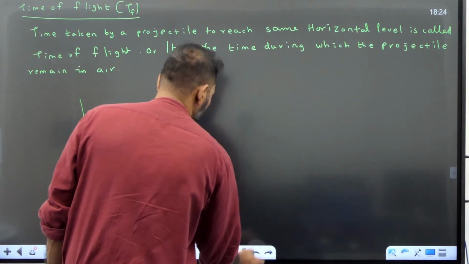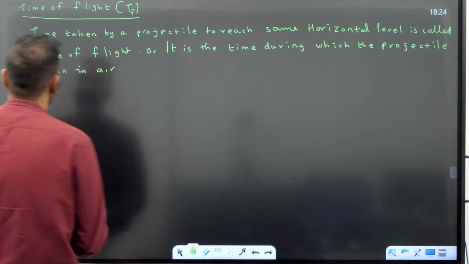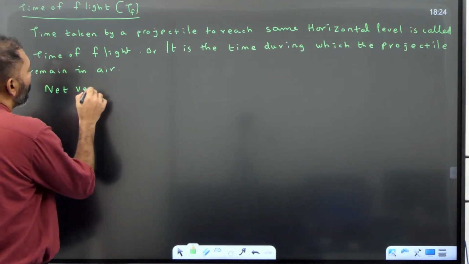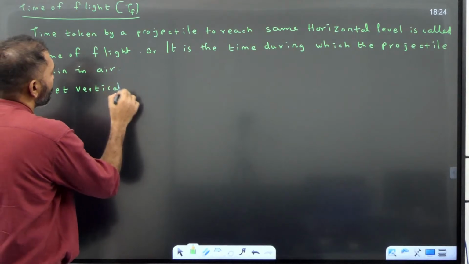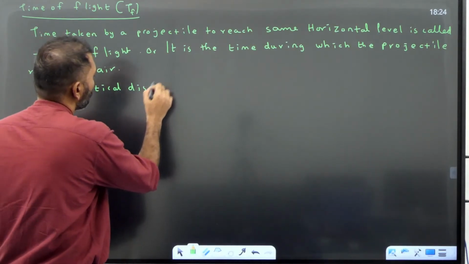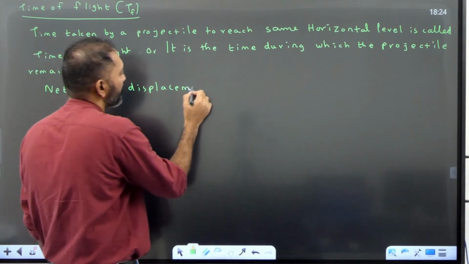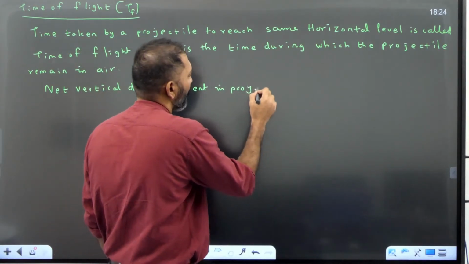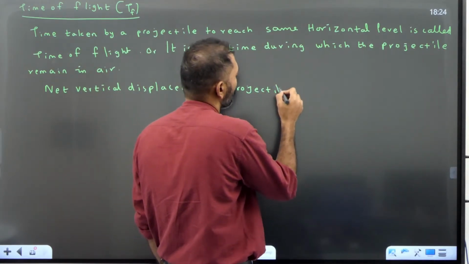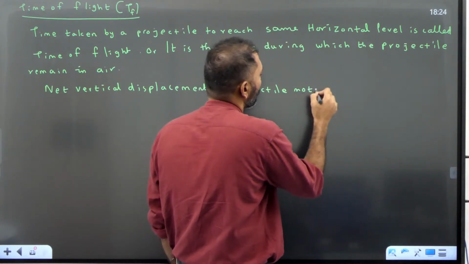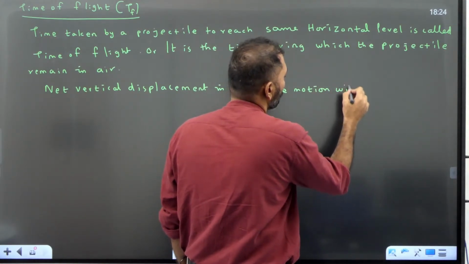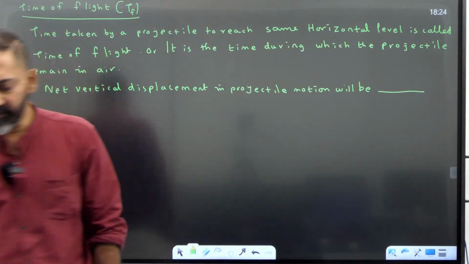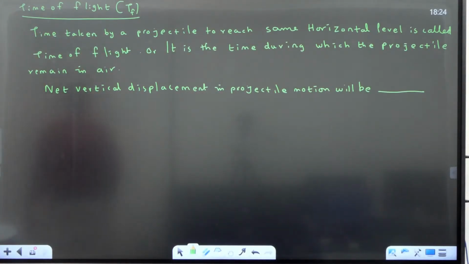Now let's derive that. Net vertical displacement will be what? Displacement in projectile motion will be what? Net vertical displacement in projectile motion will be dash. What will be the net vertical displacement in projectile motion?